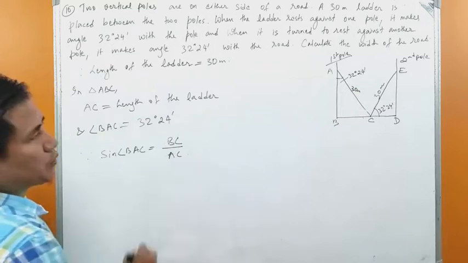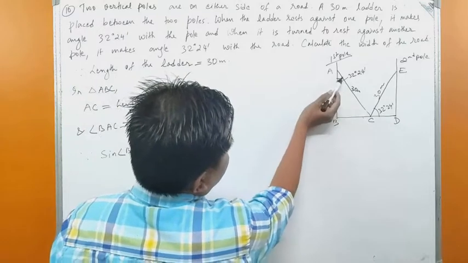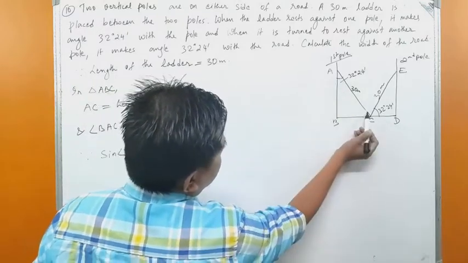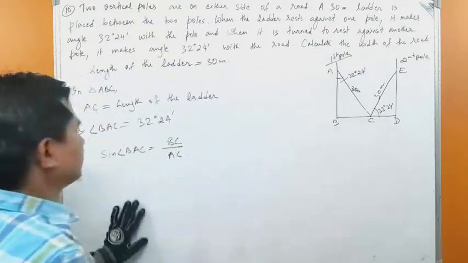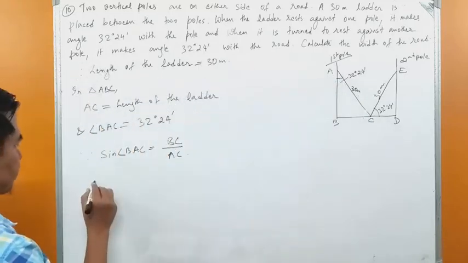Hypotenuse remains fixed, but perpendicular changes depending upon the angle which you are talking about. If you talk about this angle, this becomes perpendicular, AB becomes base. But if you talk about the other angle, this becomes base and this becomes perpendicular. But hypotenuse is always AC. Hypotenuse is the longest side.